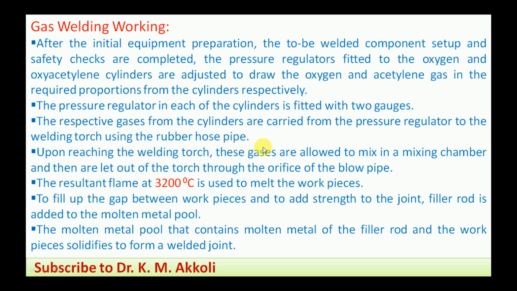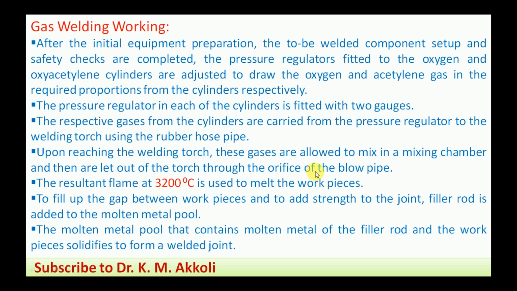A rubber hose is connected to supply the gas from the cylinder to the torch. Upon reaching the welding torch, these gases are allowed to mix properly in the mixing chamber and then are let out of the torch through the orifice of the blowpipe.